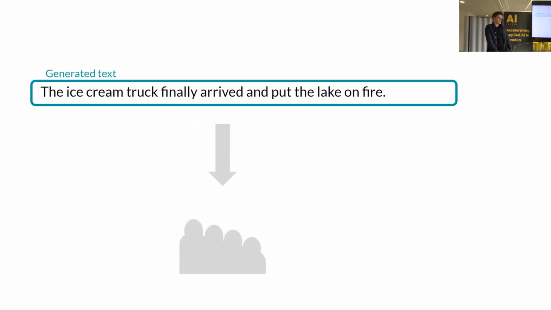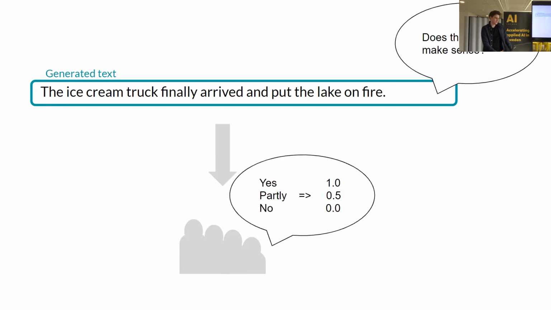So if you have a generated text, "the ice cream truck finally arrived and put the lake on fire," we then ask the evaluators, does this sentence make sense? And they can answer yes, partly, and no, which translates to the scalars 1, 0.5, and 0. We have 5 annotators per sample, and doing it this way, we can quantify the common sense metric of a model.